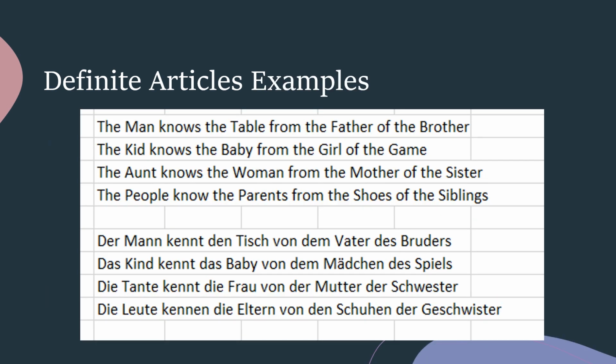So let's give some examples of definite articles, right? I'm not going to go through every example for every single scenario. I'm not going to give an example for all of the adjective endings or relative pronouns and stuff like that. But here's an example of definite articles, just to get you to understand. So: the man knows the table from the father of the brother. So we have man, table, father, brother. Man is the nominative, table is the accusative, the father is dative, and brother is genitive. So: der Mann kennt den Tisch von dem Vater des Bruders.